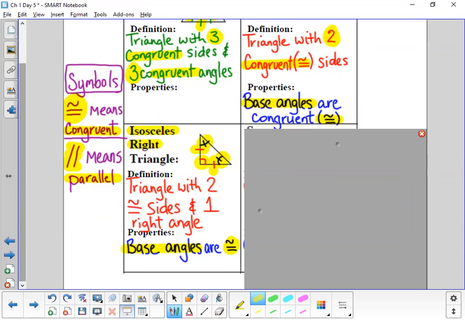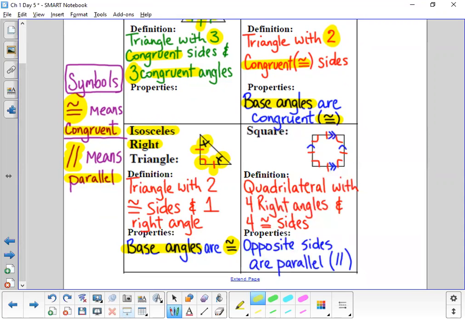All right, the next one we have is our square. A square is a quadrilateral, so that means it has 4 sides, and it has 4 right angles, and all 4 sides are congruent. As you can see, I've got the markings for the 4 right angles, and I have the tick marks for the 4 congruent sides. But then a property of a square is that the opposite sides are parallel. So I've got my little arrows or carets to show that the opposite sides are parallel.